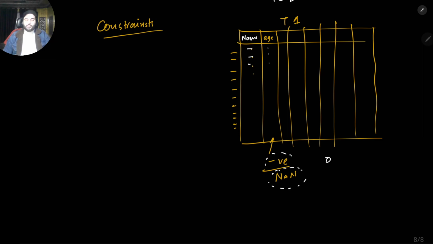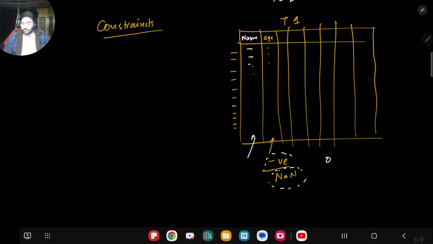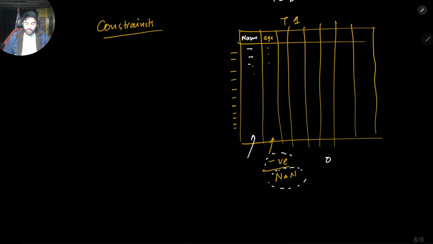So what I mean by constraints is that there is a specific set of things that are not allowed in a particular attribute, in some attributes. They are called constraints. In simple terms, constraints are rules which must be followed.